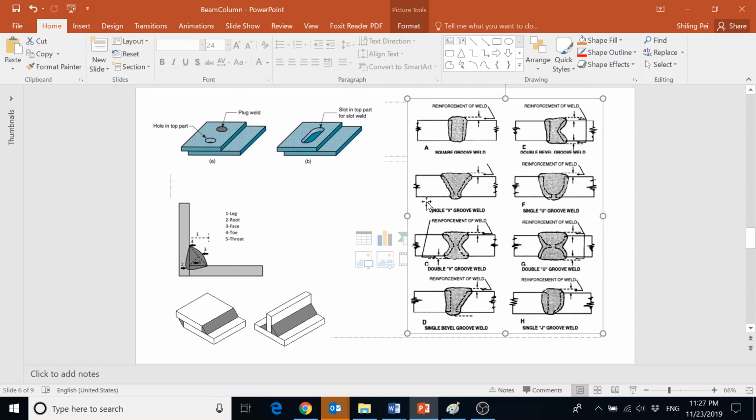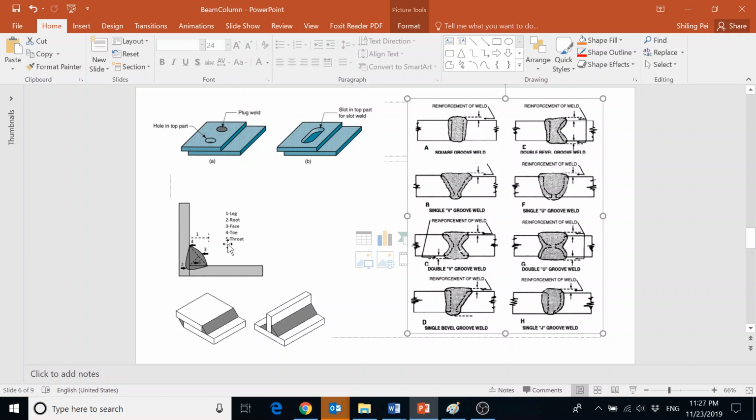The benefit is that you don't need to do any cutting. You look at the groove weld. Maybe with the exception of this one, which I don't think people do very often, most of them you need to kind of cut and pre-cut the surface in some fashion. But fillet weld, you just butt those two pieces together and then weld along the angle they form.